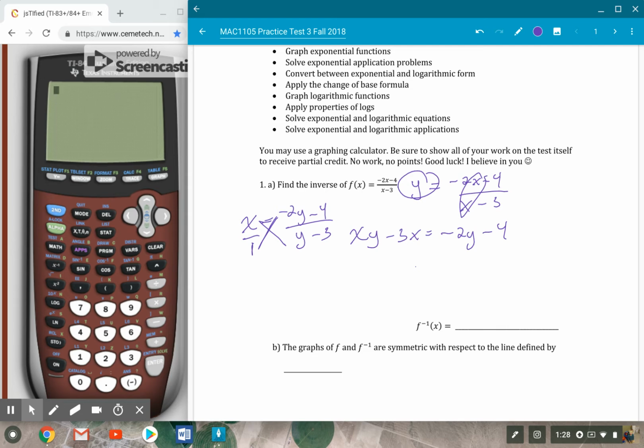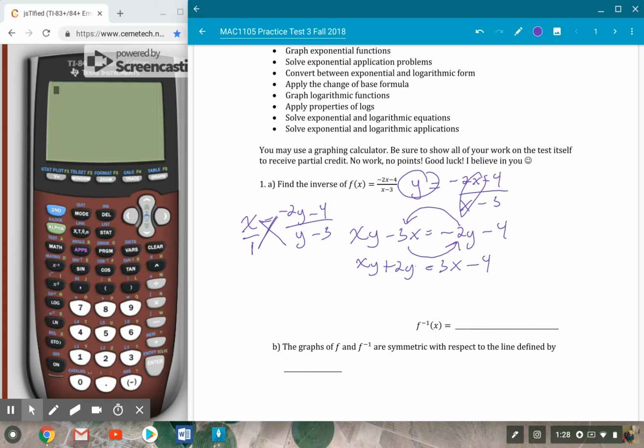Now, I have two y's in this equation, and I want to get it down to 1. So I'm going to do some movement. I'm going to switch sides and switch signs. So I'm going to move this 2y over here to the left, and I'll simultaneously move this 3x over here to the right. So I get xy plus 2y equals 3x minus 4. Again, you switch sides, you switch signs, so those negatives turn to positives.